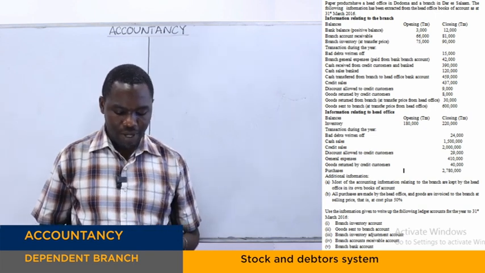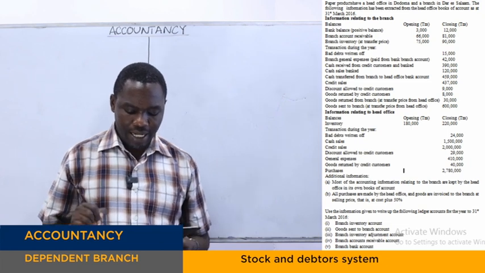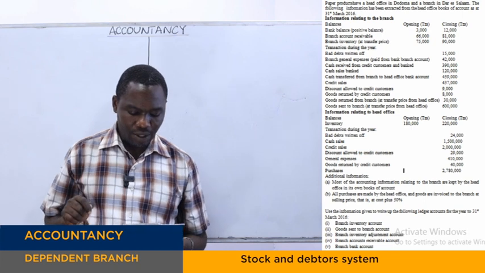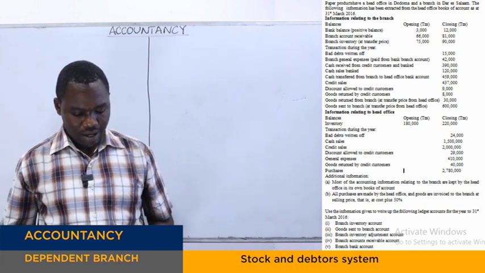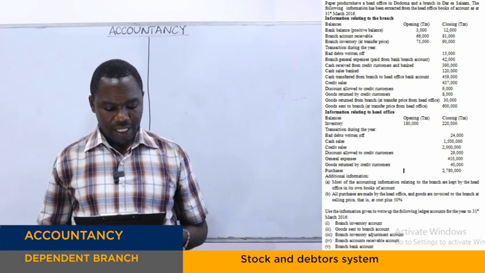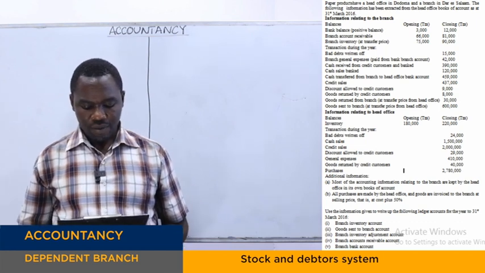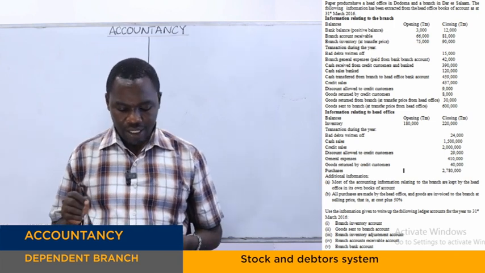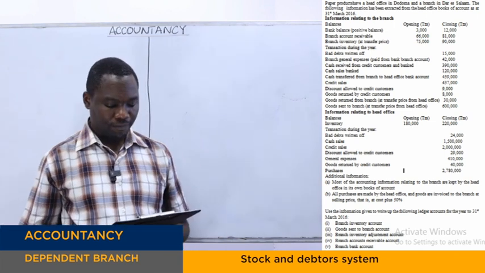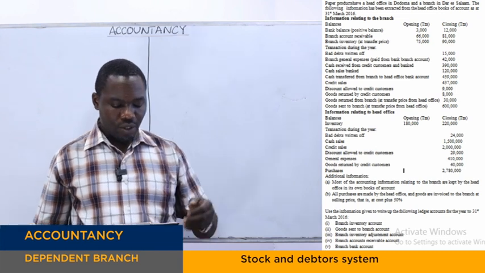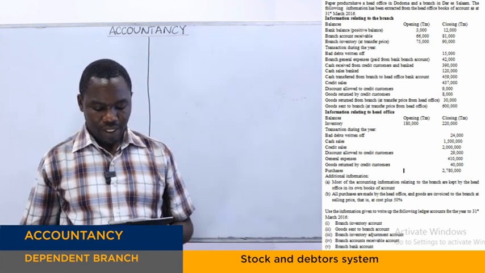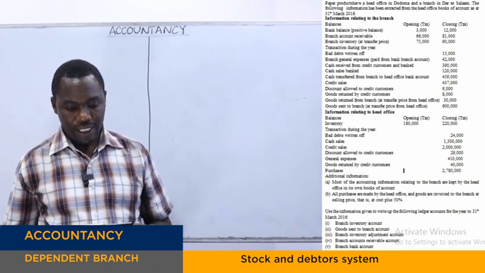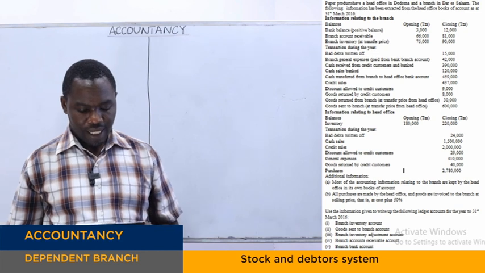Additional information, Part A. Most of the accounting information relating to the branch is kept by the head office in its own books of account. Part B. All purchases are made by the head office and goods are invoiced to the branch at a selling price, that is at cost plus 50%. So use the information given to write up the following ledger accounts for the year ending 31st March 2017.